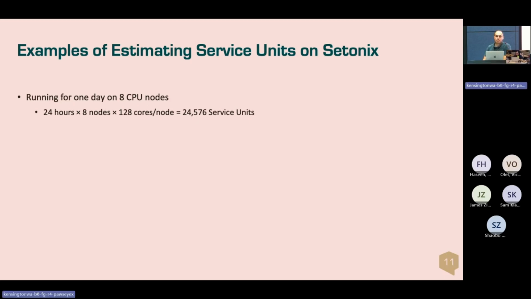Here are a few examples of how some jobs would be charged on Setonix. Running one day on 8 CPU nodes is the equivalent of 24 hours, multiplied by 8 nodes, and there are 128 cores per node. So the total amount is 24,576 service units.